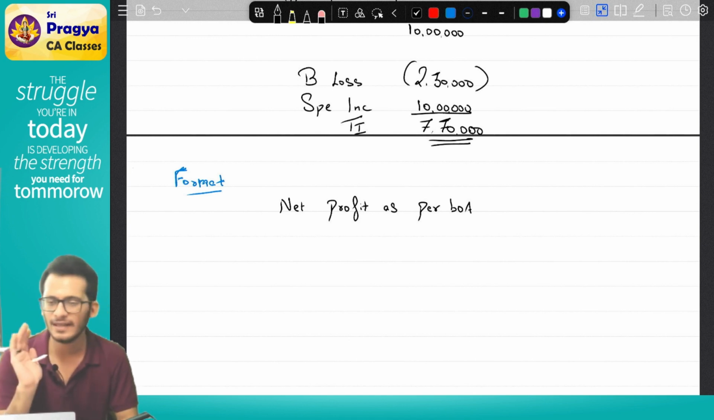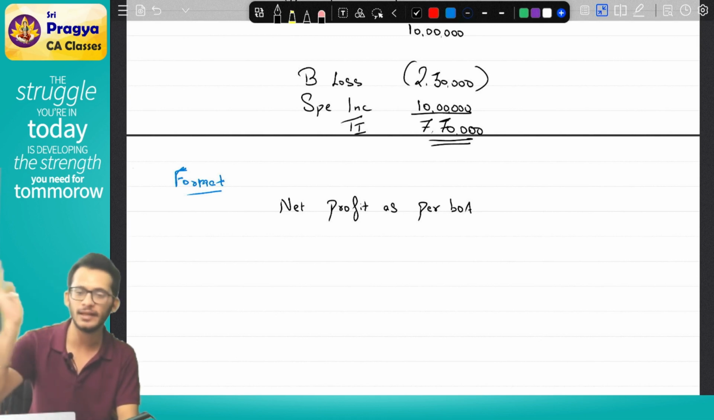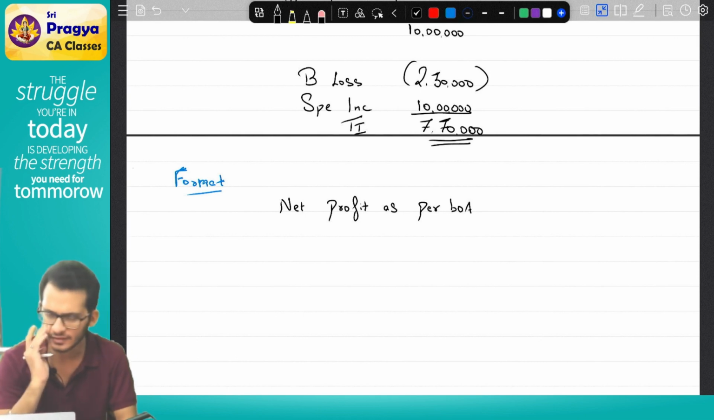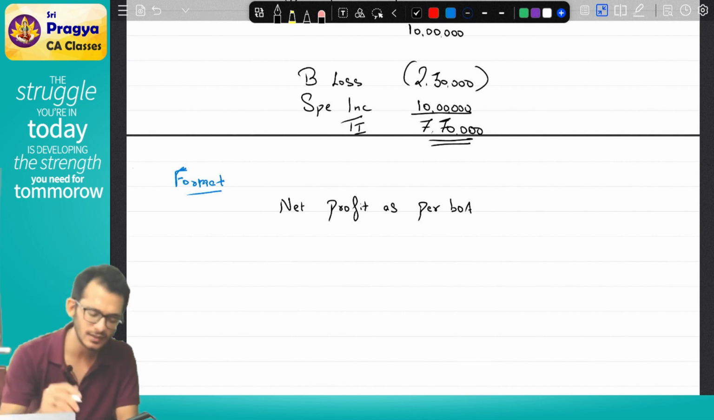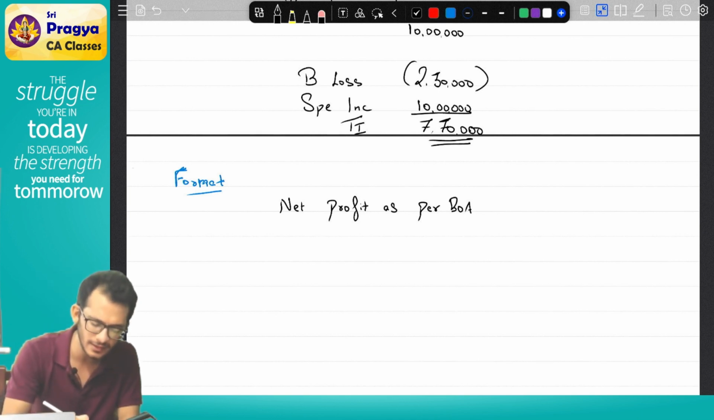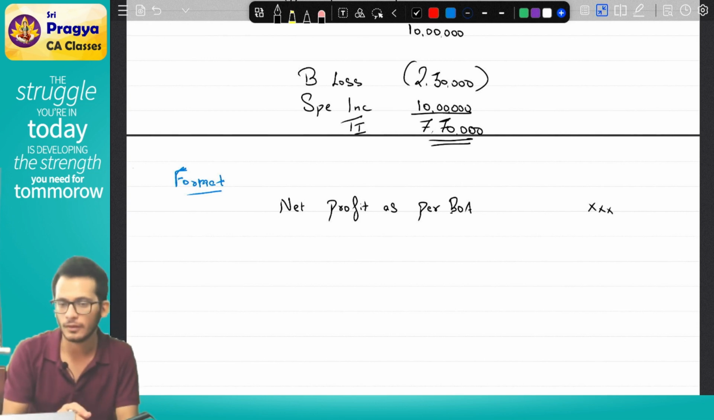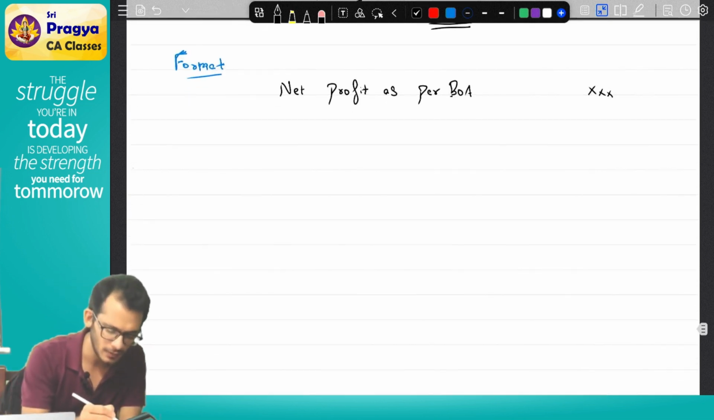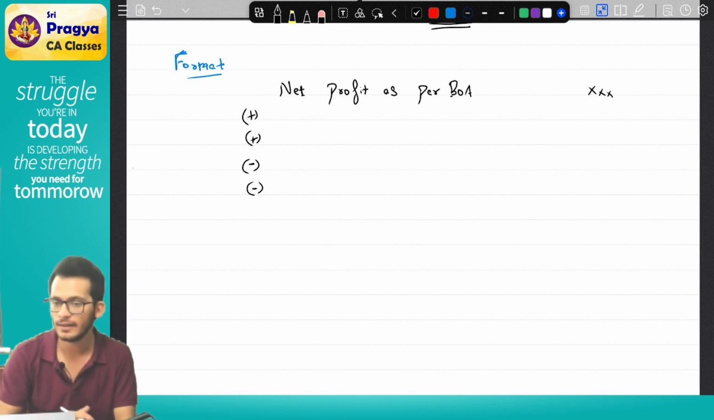But ICAI always has this challenge where they sometimes start from revenue. They may give you a question where they start from revenue and ask you to provide the deductions and exemptions. Either way works. You just have to be careful as to what items are already there and what items are not there. So you always start from net profit as per books of accounts. Then you do 2 pluses and 2 minuses.